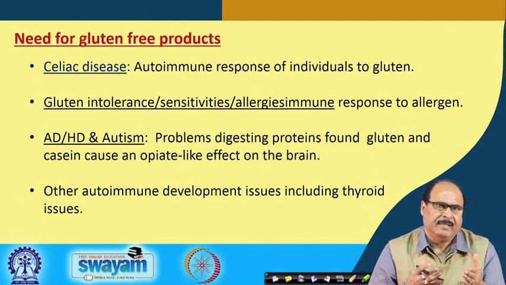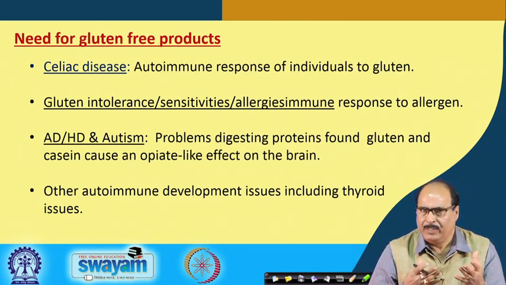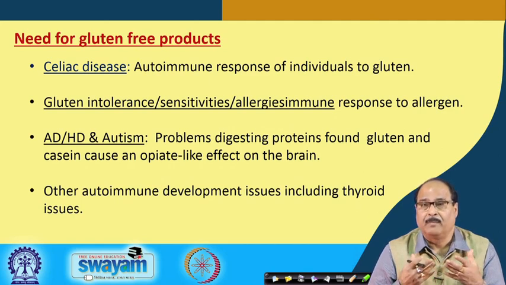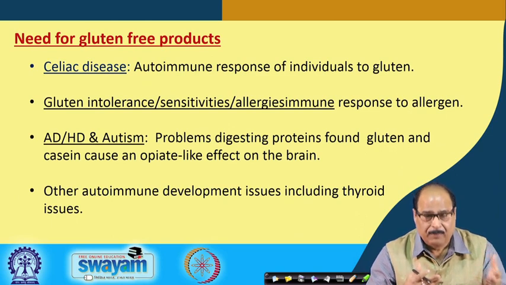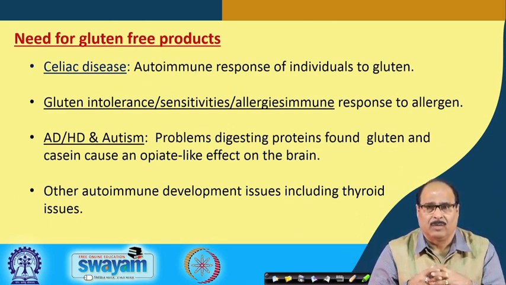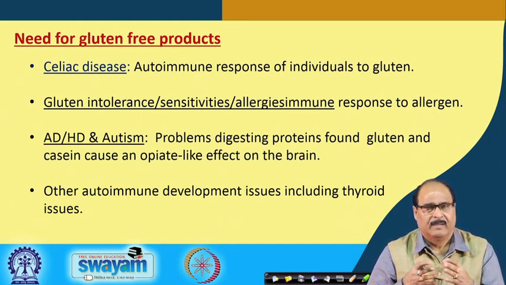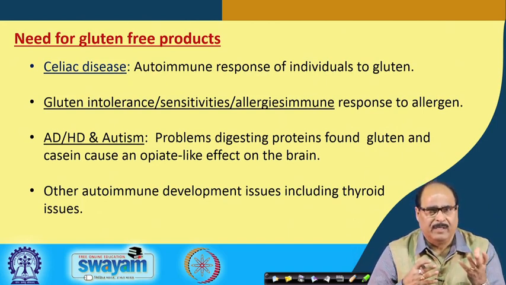So now, why do we need gluten-free products? There are various wheat products which are liked by the consumers, and they have very high acceptability, and they are prepared even in homes throughout the world. A large population of the world consumes wheat products. But of late, data is available that gluten has some important role. Particularly, it results in some sort of diseases or malfunctions of the system in the body. Celiac disease is one very common autoimmune disease, which is because of the autoimmune response of the individual to gluten.